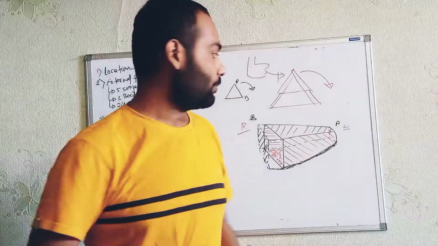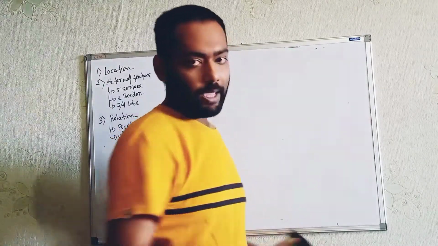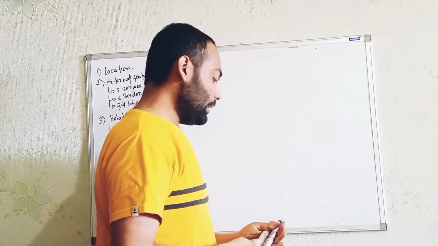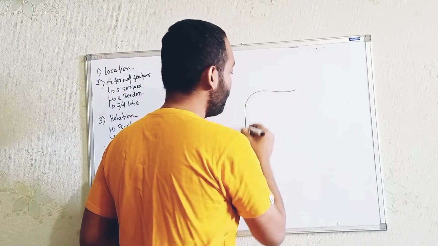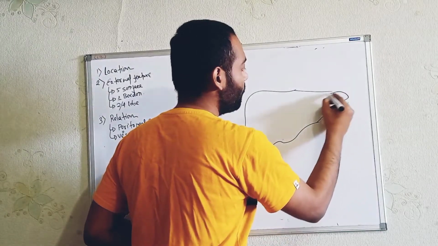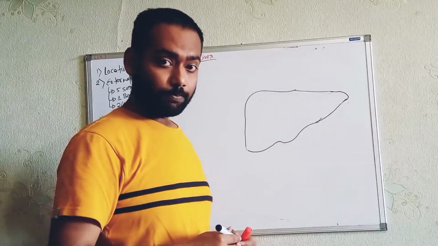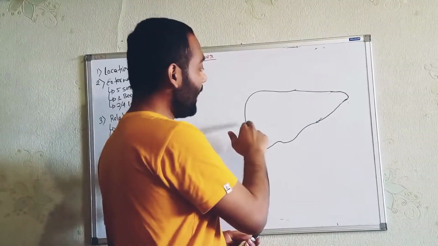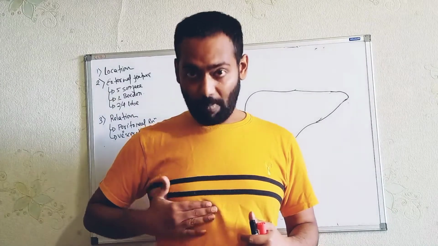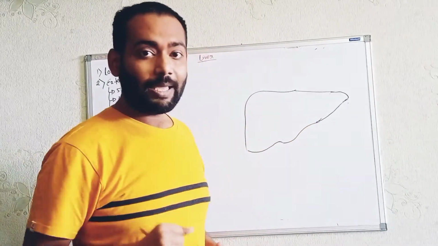Okay, so we are done with five surfaces, one border, and now lobes. If you want to see lobes, there is a way to see lobes according to the surface. We have five surfaces, but let's draw a diagram first. So this is a diagram from the anterior. This is basically the anterior and superior surface. When you see this part of the liver, you will get two lobes.